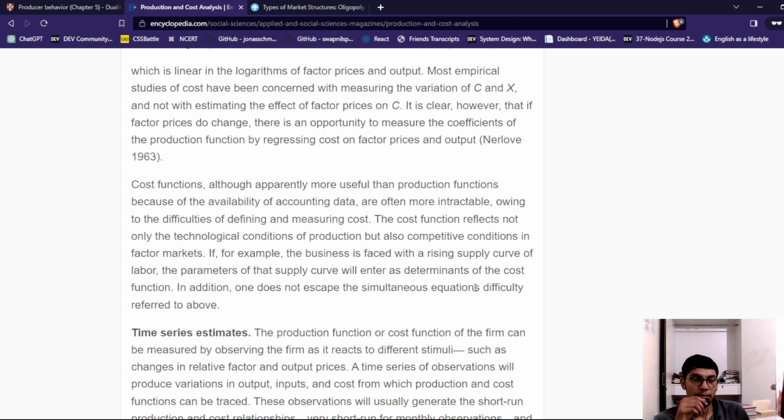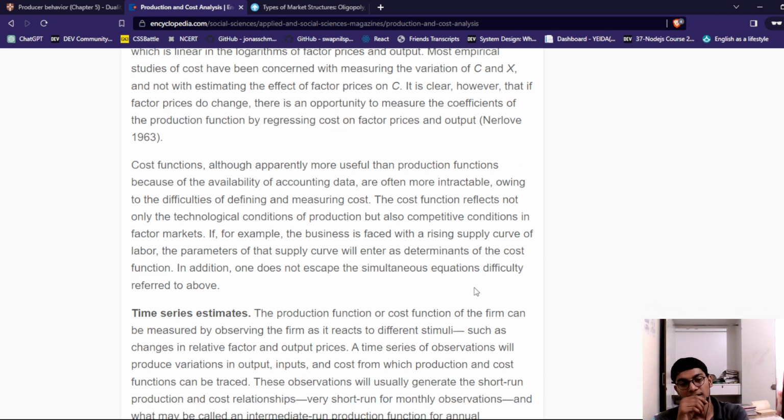Cost functions, although apparently more useful than production functions because of the availability of accounting data, are often more intractable owing to difficulties. The cost function reflects not only the technological conditions of production but also competitive conditions in the factor markets. If, for example, the business faces a rising supply curve of labor, the parameters of that supply curve will appear as a determinant of cost. In addition, one does not escape the simultaneous equation difficulty referred to in the time series estimates.